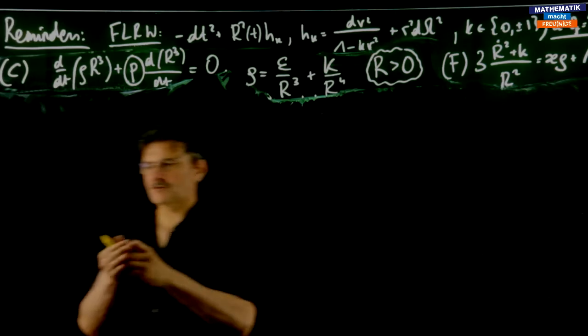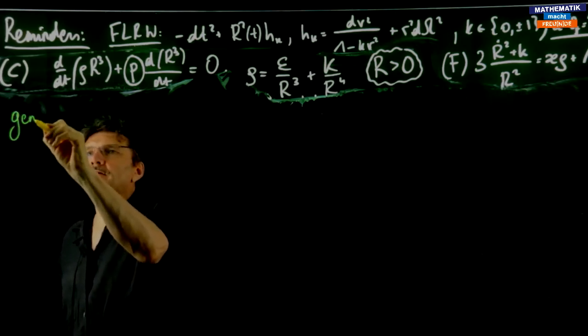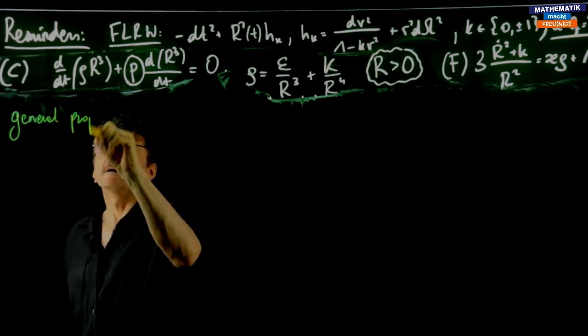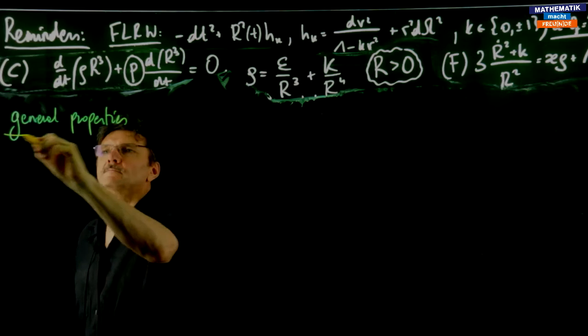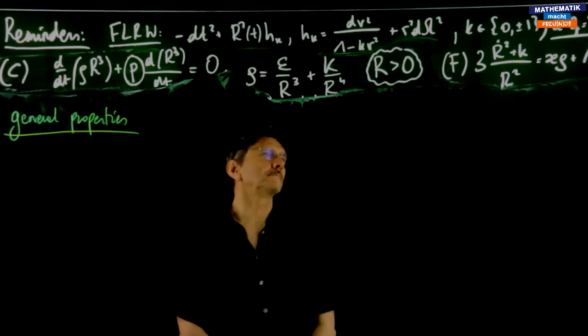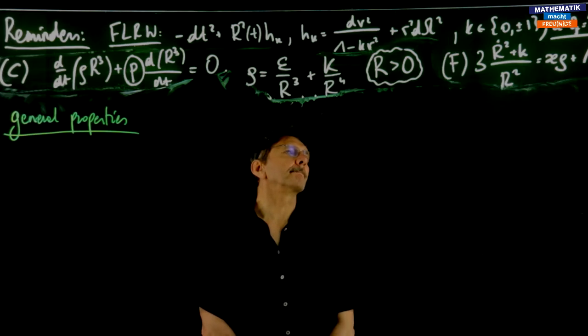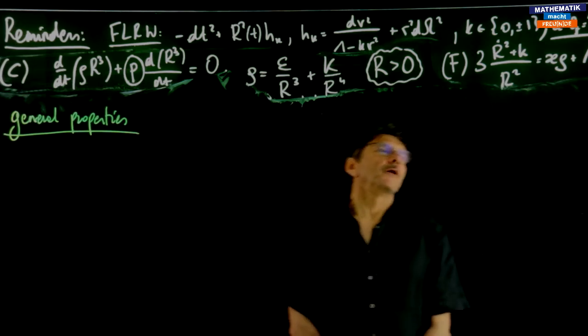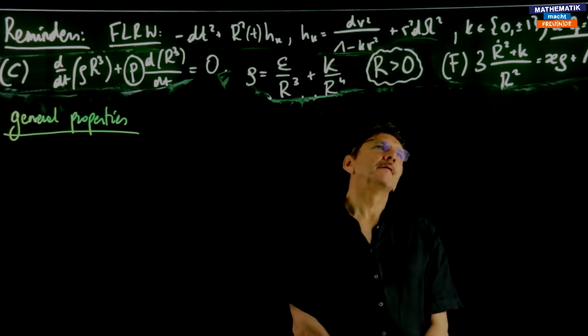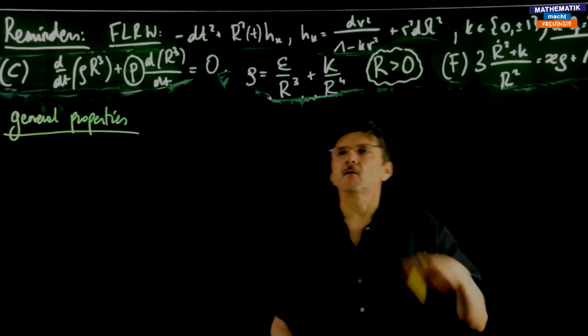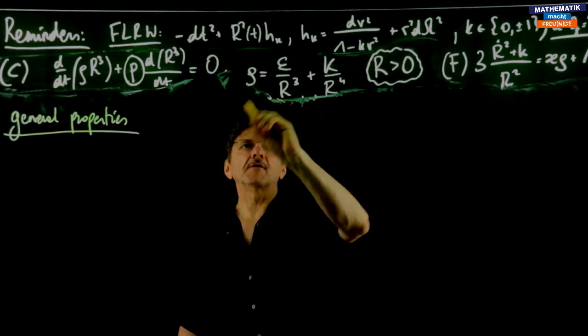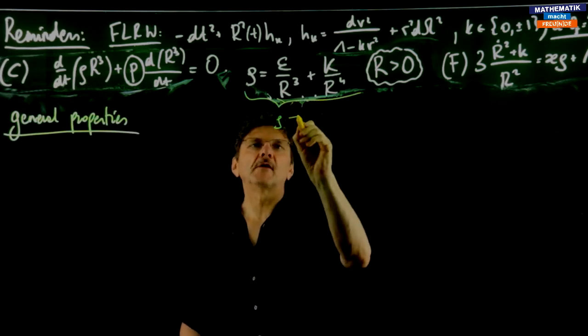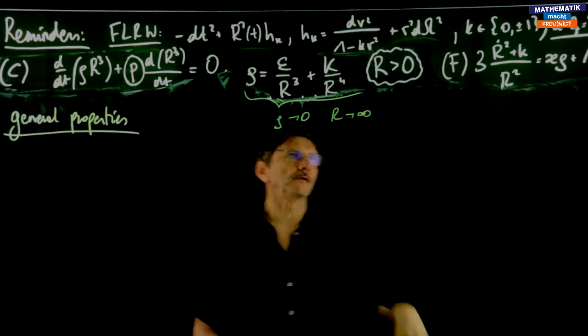So now general properties, right? So general properties. What could we say about solutions of these equations? Now, if rho has this form, then rho goes to zero as r goes to infinity, always, right?